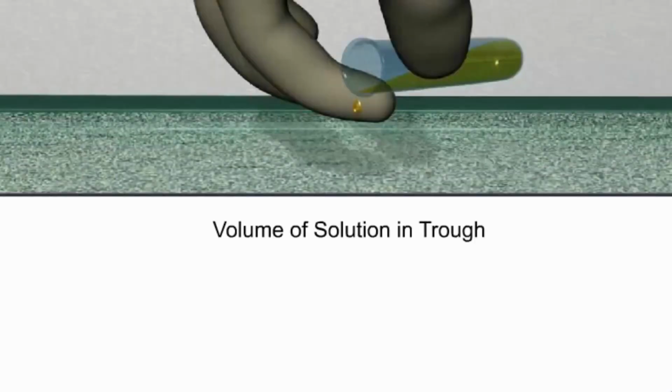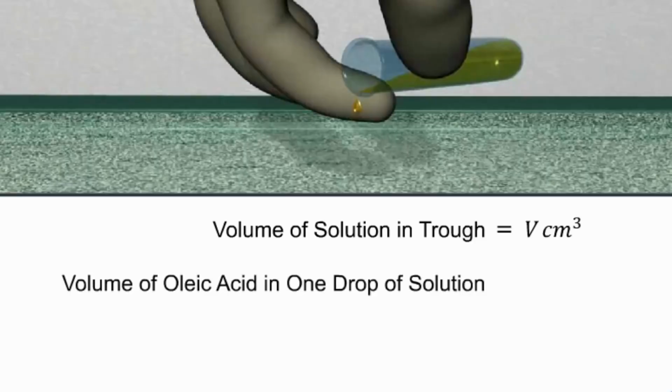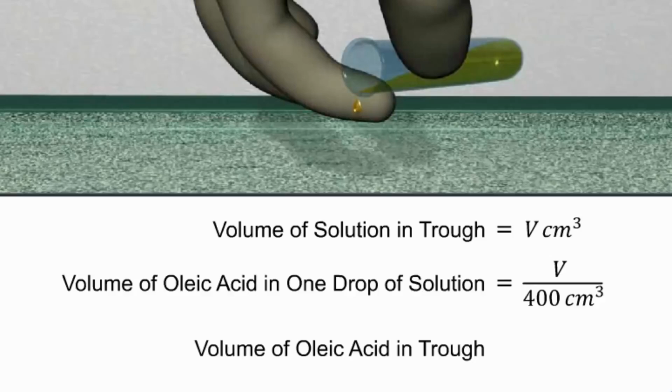Let the approximate volume of a drop of solution dropped on the surface of water in the trough be V centimeter cube. As the concentration of oleic acid is 1 by 400 in the solution, the volume of oleic acid in each drop of the solution is V by 400 centimeter cube. Since only 1 drop of solution is put in the water, the volume of oleic acid in the thin film is equal to the volume of the drop, that is, V by 400 centimeter cube.